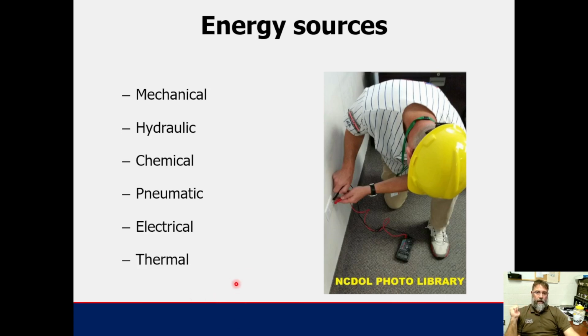Different types of energy sources can be locked out. Any of these six that we see are different types of energy sources. There may be more: mechanical, hydraulic, chemical, pneumatic, electrical, thermal. Any way to stop those energy sources is a method of lockout and tagout.